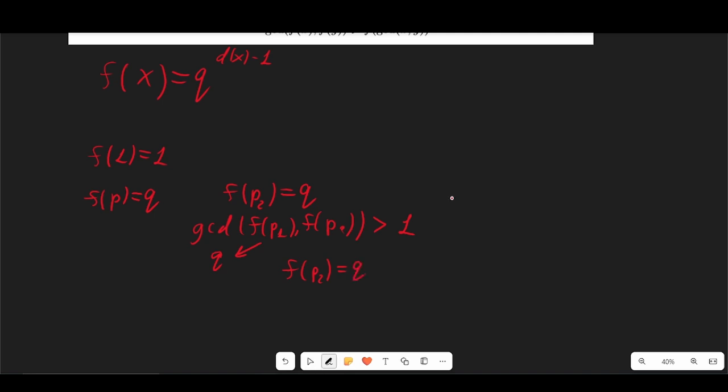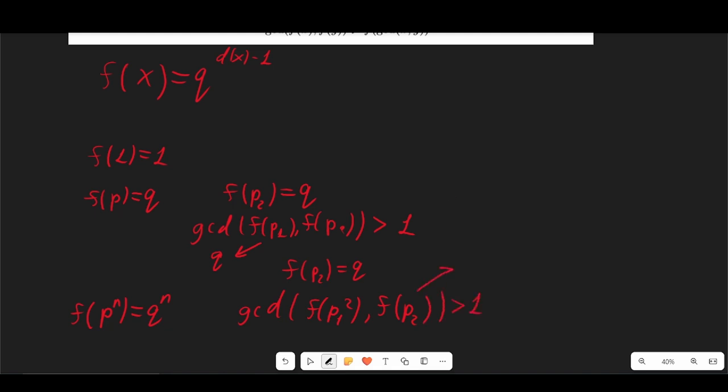Now we will show that f of p to the n is also q to the n. And to show this, we will use induction. At first, notice that GCD of f(p1 squared) and f(p2), this must be greater than 1.